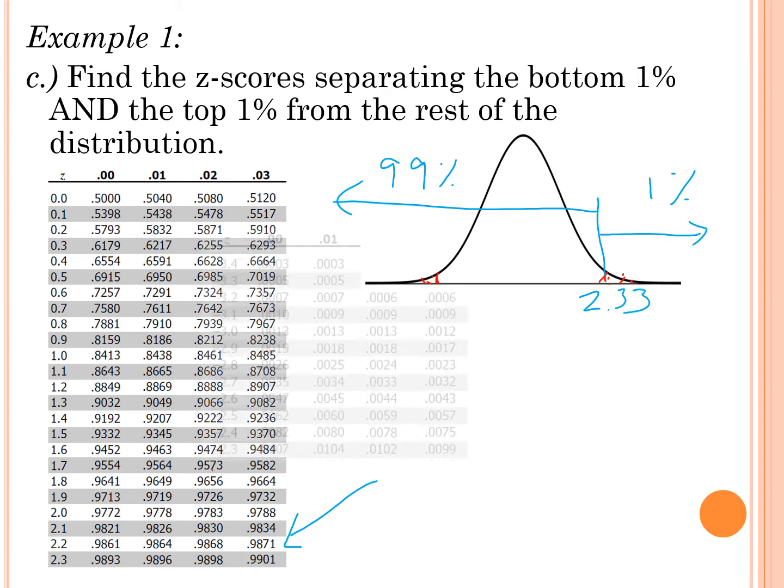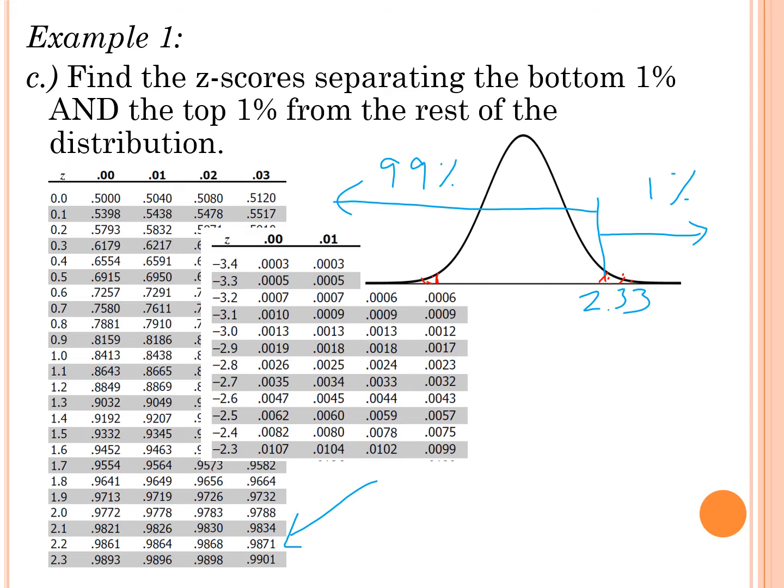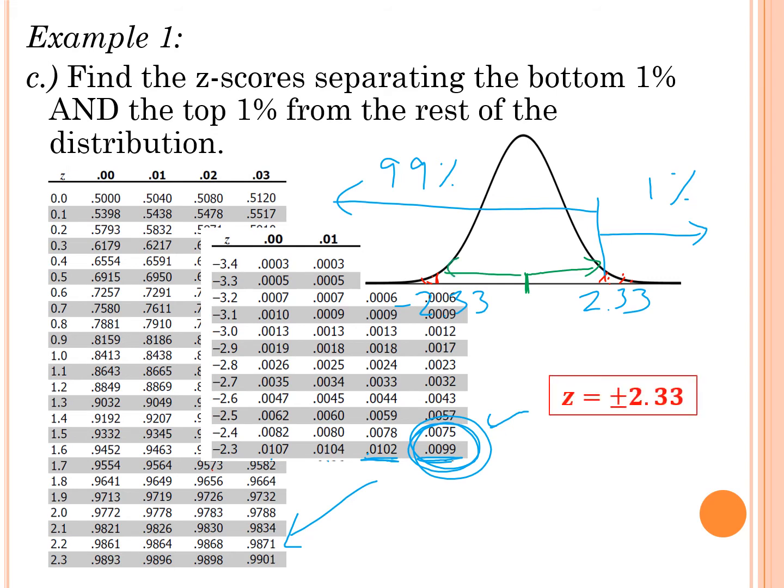On the negative side, we're looking for 0.01. Closest thing to it, well, here we have 0.0102. Here we have 0.099. We want the closest one. That's this one right here. Okay, negative 2.3. I can't see what it goes out to, but that's 0, 1, 2, 3. All right, so this one would be negative 2.33. This makes sense. It's a symmetric curve. So 0 is in the middle. We're going the same distance this way and this way. So we'll have z-scores that mirror each other, positive and negative 2.33.